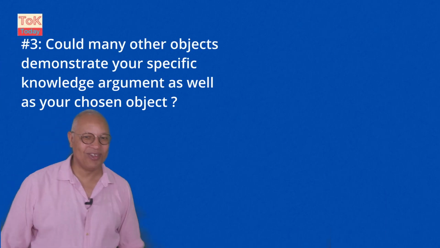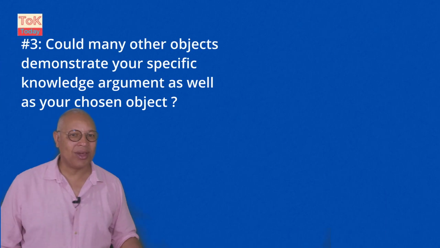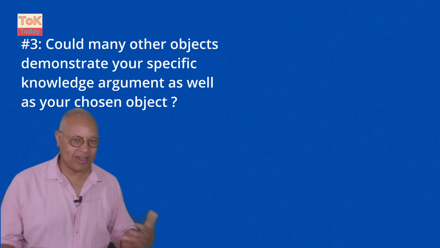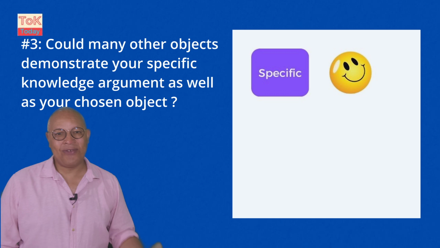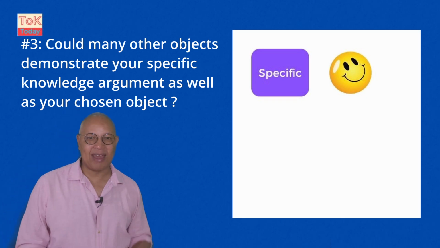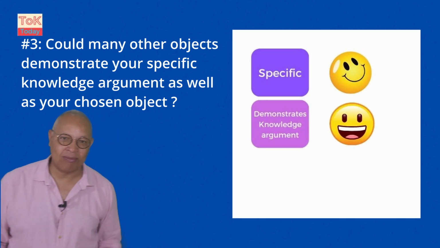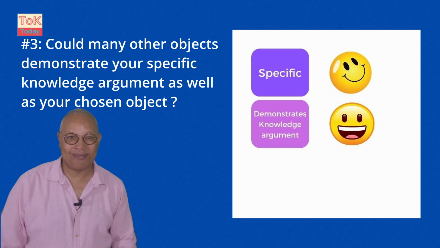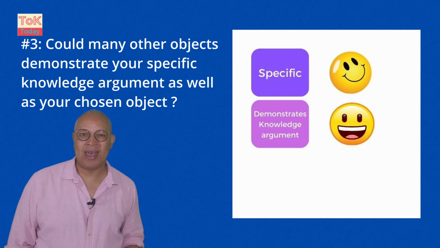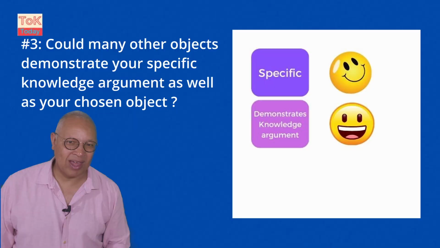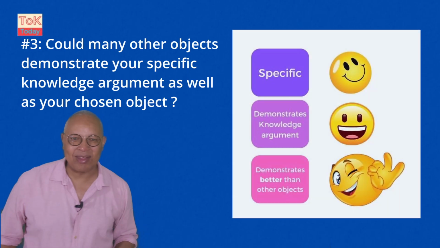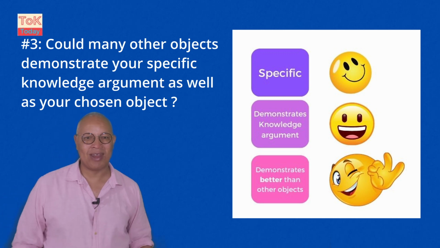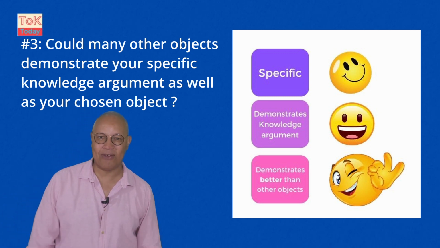Let's move on to rule number 3. Could many other objects demonstrate your specific knowledge argument as well as your chosen object? Now, if your object is specific and it demonstrates a specific knowledge argument, then it's probably fine. It may even be good. However, for it to be really good, I mean Hendrix at Woodstock good, it needs to demonstrate the specific knowledge argument better than other comparative objects.